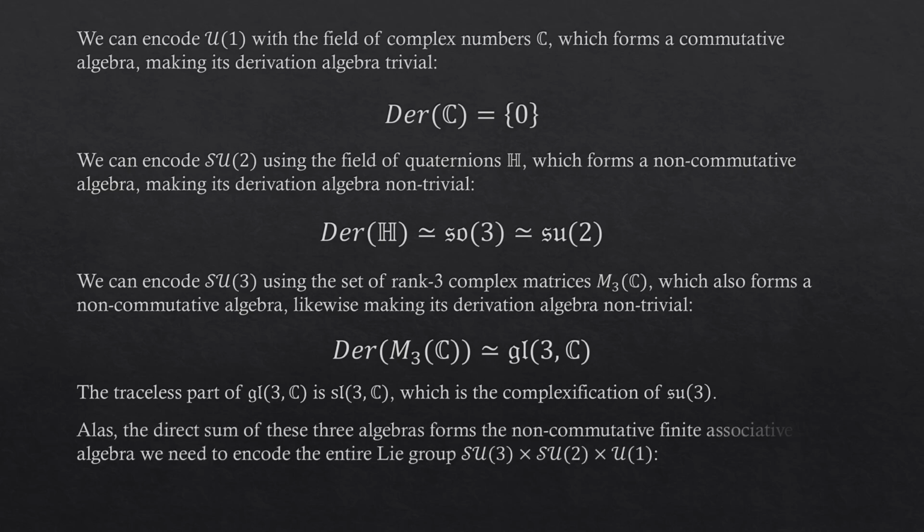Alas, the direct sum of these three algebras forms the non-commutative finite associative algebra we need to encode the entire Lie group SU3 cross SU2 cross U1.